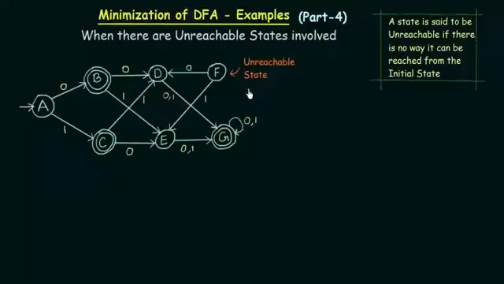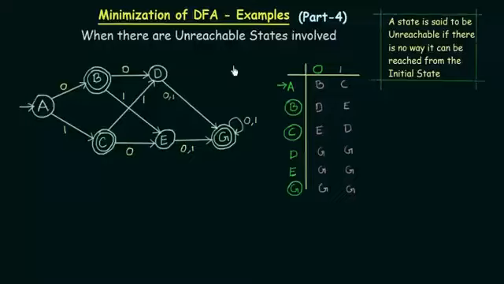Now let us see how we can minimize a DFA when there are unreachable states involved. The procedure is very simple. Whenever you have an unreachable state in your DFA and you need to minimize it, the first thing you have to do is just remove that unreachable state from your DFA and then proceed as you normally would. So here in this DFA, let me remove this unreachable state F and draw the transition table for this DFA without the unreachable state F.